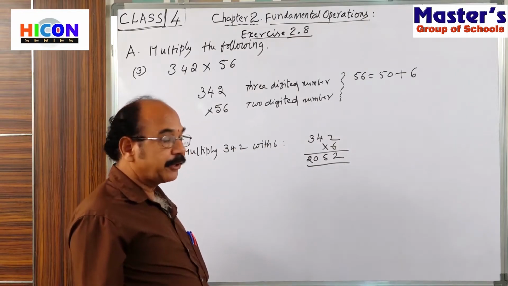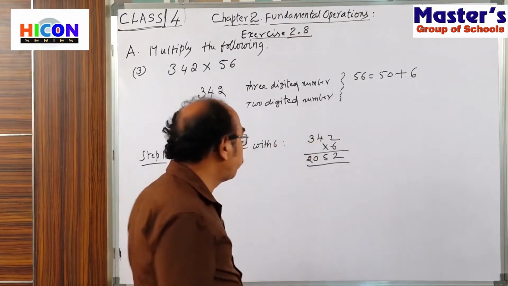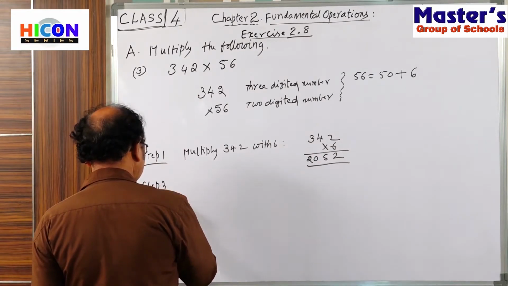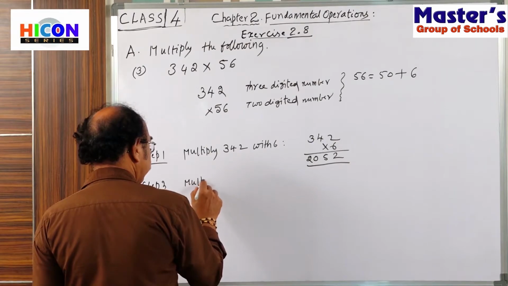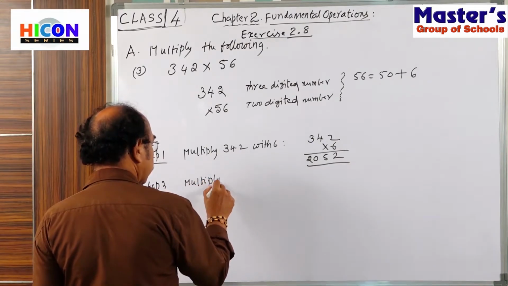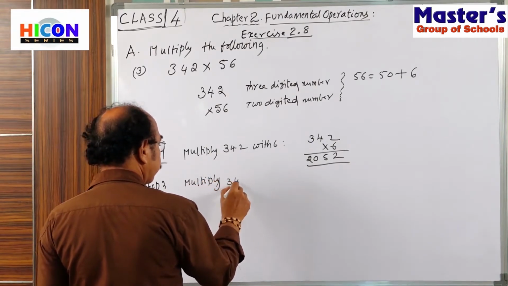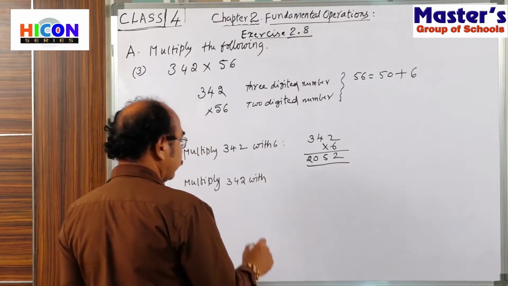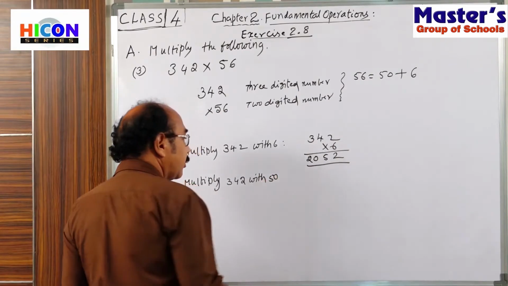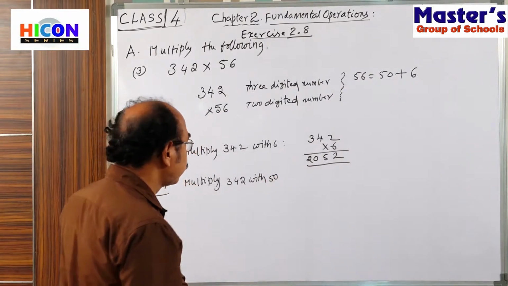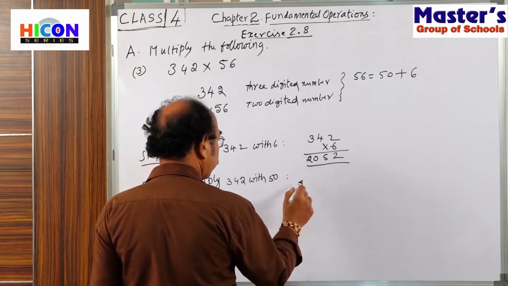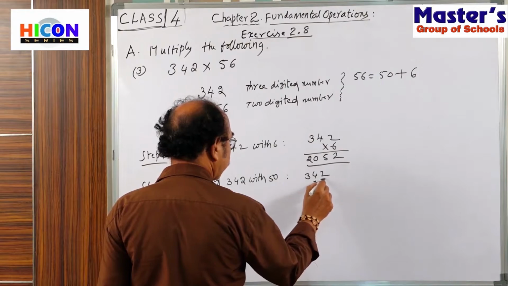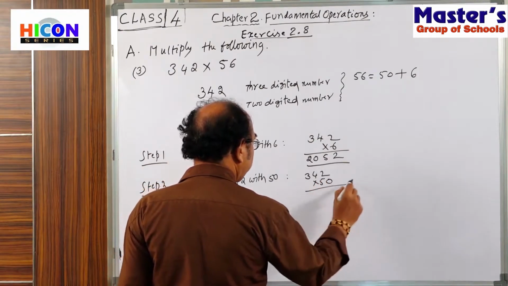Now multiply 342 with 50. In step 2, multiply 342 with 50. Show multiplication. 342 into 50.